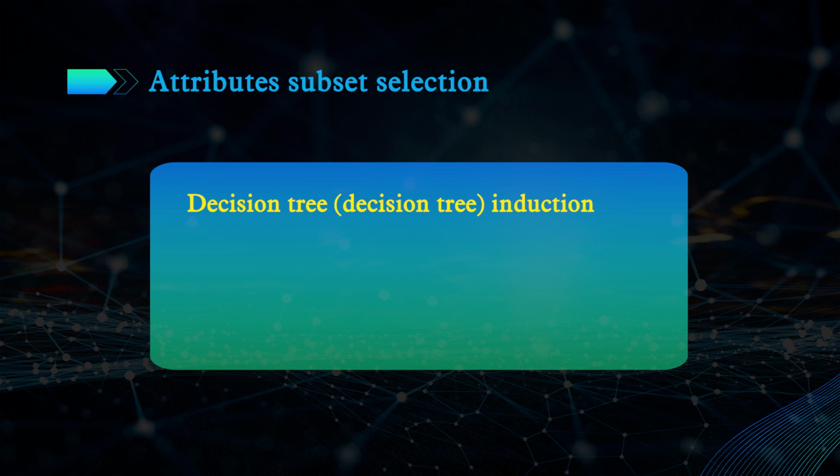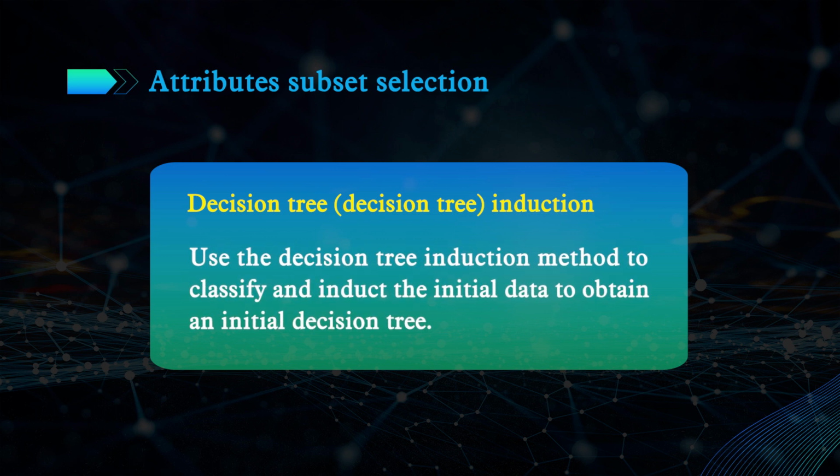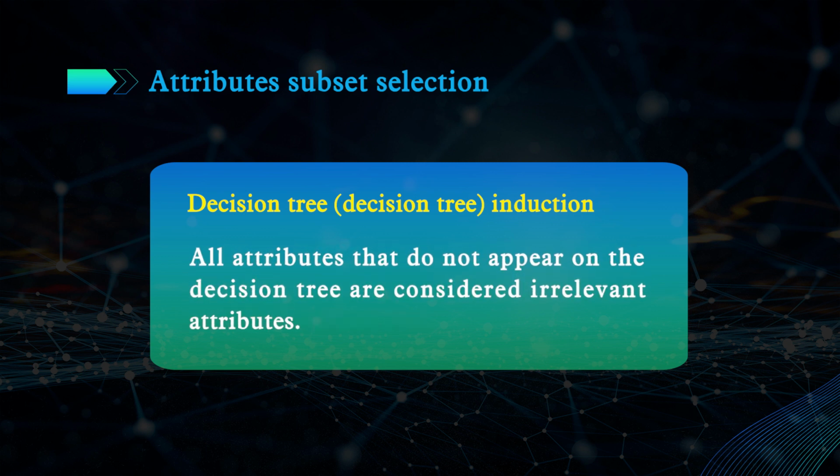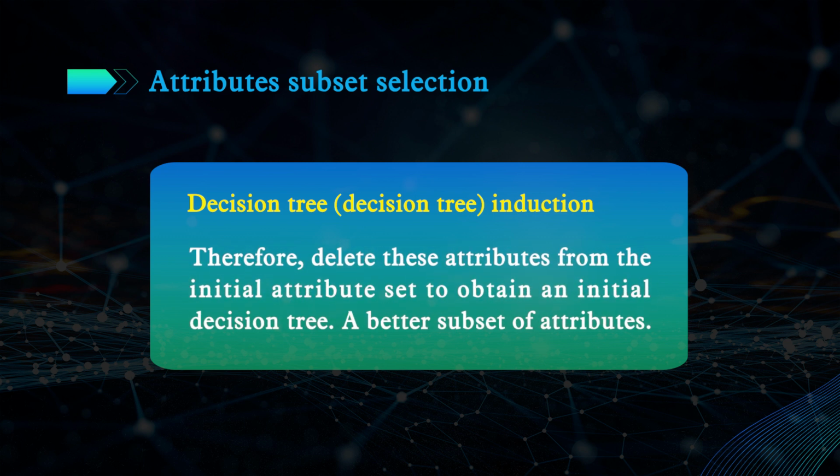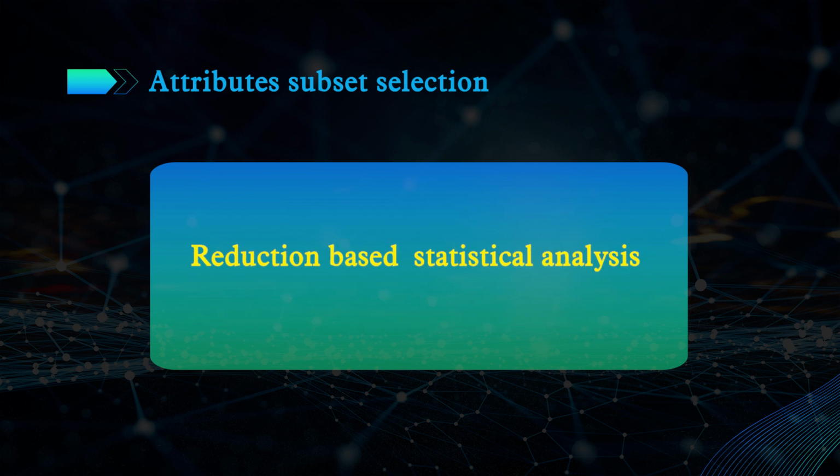Decision tree induction. Use the decision tree induction method to classify and induct the initial data to obtain an initial decision tree. All attributes that do not appear on the decision tree are considered irrelevant attributes. Therefore, delete these attributes from the initial attribute set to obtain a better subset of attributes. There is also other reduction based on statistical analysis.